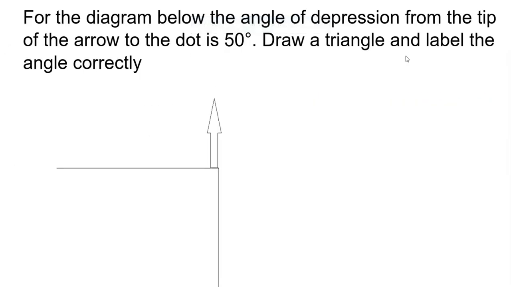Now, here's a picture. For this diagram below, the angle of depression from the tip of the arrow to the dot below, down there, is a 50-degree angle. I want you to make a little sketch of this, draw a triangle, and label that angle correctly. Hit pause, make it happen, check with your partner.